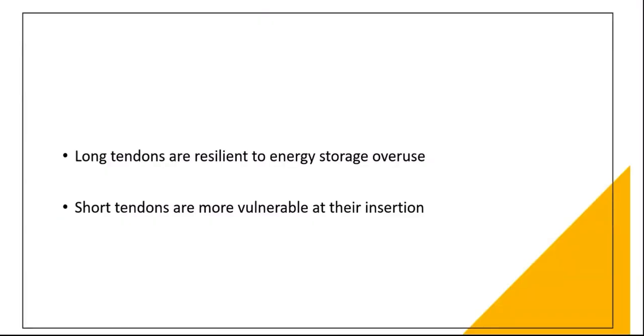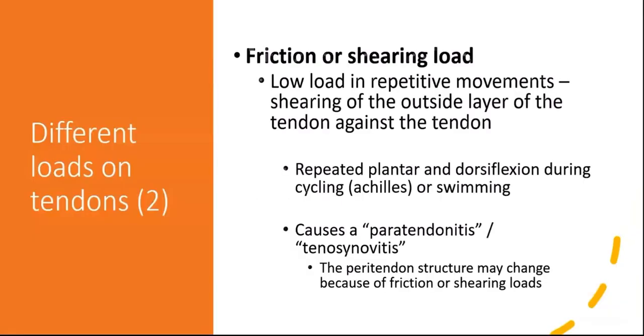Also interesting to realize is that long tendons are resilient to energy storage overuse, and short tendons are more vulnerable at their insertion. And that's something we see so often in the shoulder. For instance, supraspinatus, infraspinatus, subscapularis. If there's a problem over there, mostly it is at the insertion.